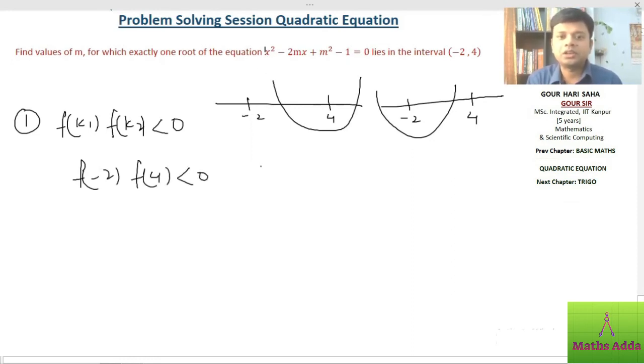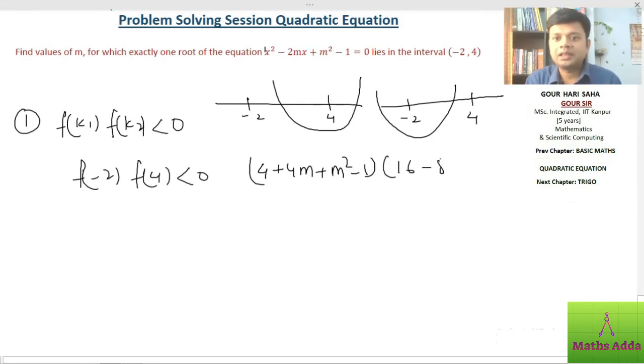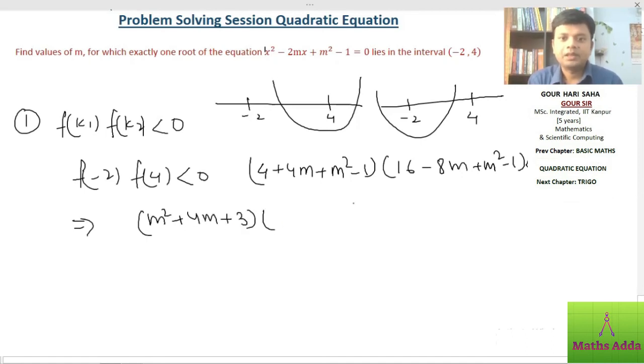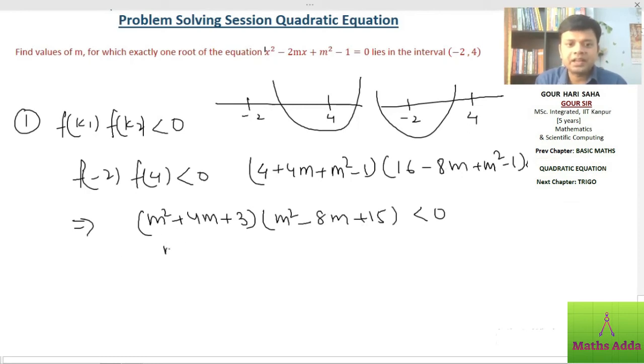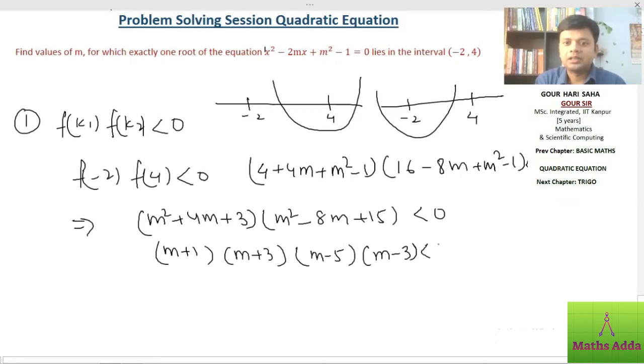f(minus 2), put minus 2 here, it is 4 plus 4m plus m square minus 1. And then put 4 here, it is 16 minus 8m plus m square minus 1, less than 0. Now, simplify it, it is m square plus 4m plus 3 into m square minus 8m plus 15 less than 0. Sign scheme question, very easy. Factorize it, it is (m plus 1)(m plus 3) into (m minus 5)(m minus 3) less than 0.